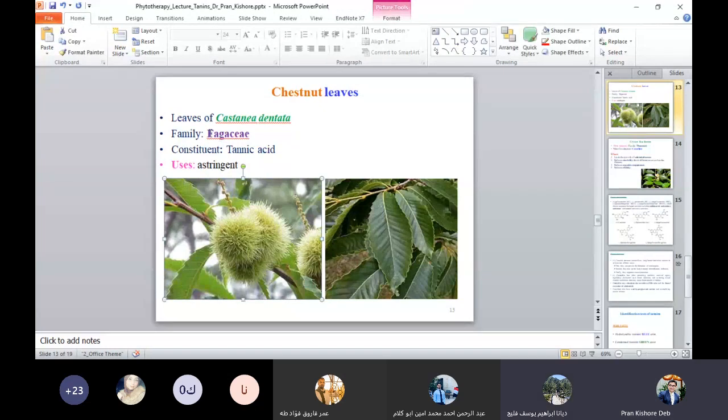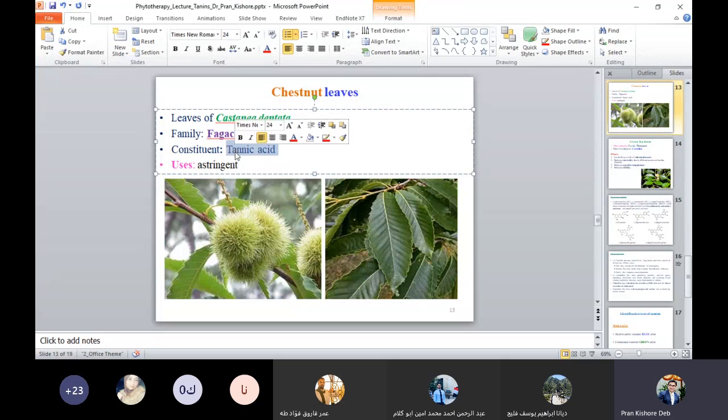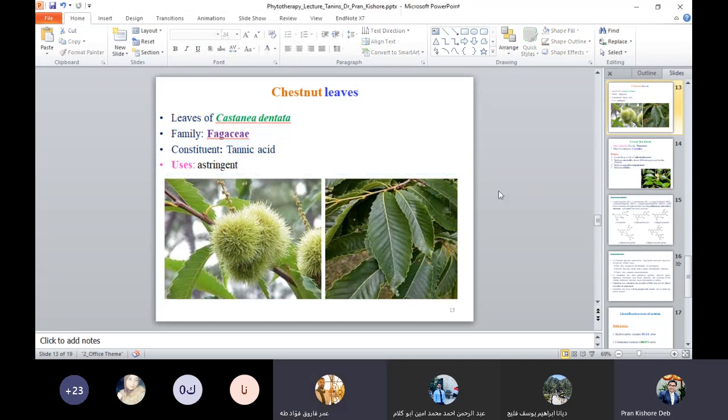Belong to the family Fagaceae. And the chemical constituent is again tannic acid. We have seen the structure of tannic acid already, so I did not put it here again. Mainly used as astringent.